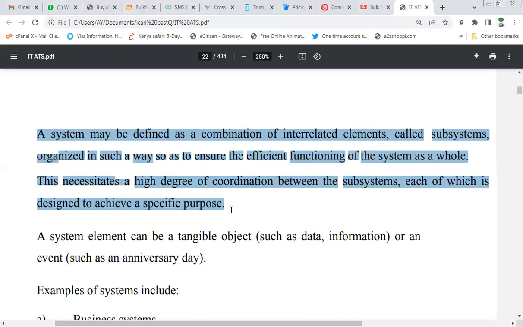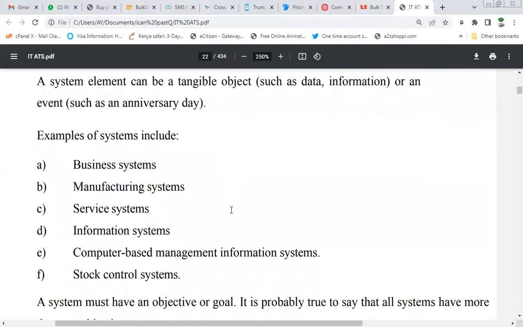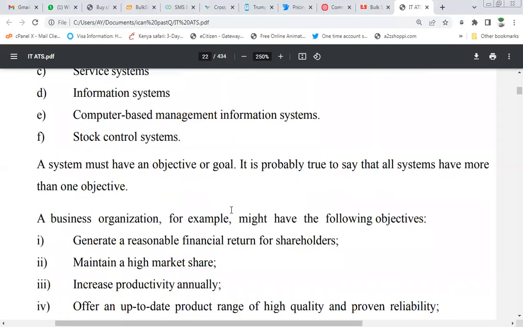So you can write this. If I'm too fast, you can pause the video, rewind, and write your points. A system element can be a tangible object, such as data, information, or an event, such as an anniversary. So examples of system include, as I mentioned earlier: A, business system; B, manufacturing system; C, service system; D, information system; E, computer-based management system; F, stock control system.